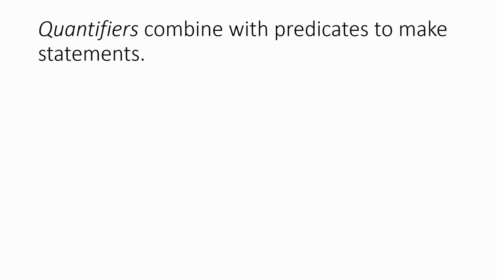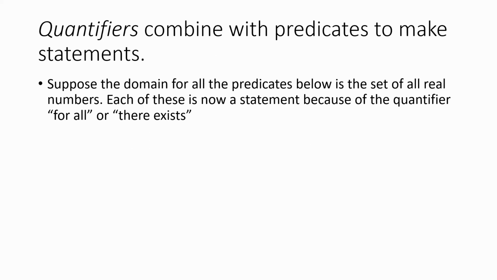Quantifiers combine with predicates to make statements. So suppose the domain for each of the predicates below is the set of all real numbers. Each of these is now a statement because of the quantifier, for all or there exists. For all x, x squared is greater than or equal to 0. That now is a statement. It's either true for all x or it's not true for all x. There exists an x such that x squared equals 2. Again, that's a statement. Either there does exist such an x or there doesn't.